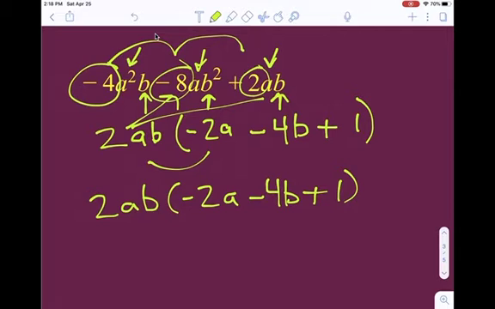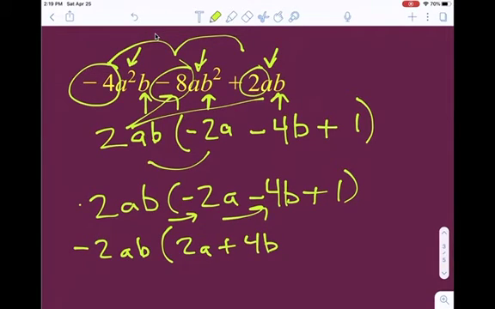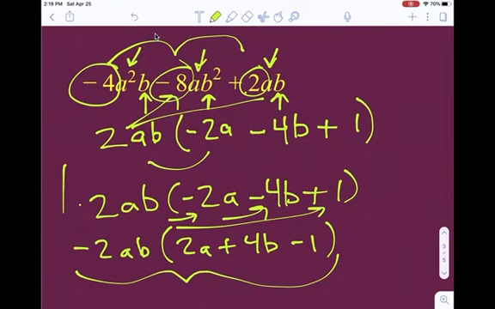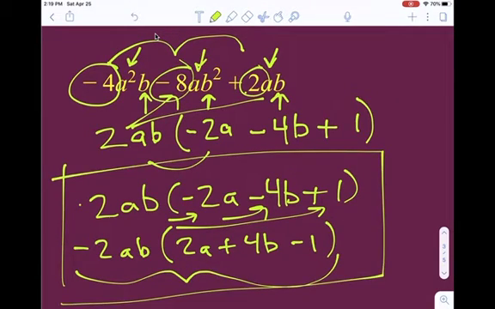One thing I want to show you really quick that's kind of interesting is if I wanted to, I could have made this negative 2ab, because you can pull a negative factor out too. And if I did that, that would change the signs of everything in here. So then this one would become 2a, this one would become plus 4b, and then this last term would become minus 1, because negative times negative would give me a positive on that. And this is a little nicer to look at, but basically these are 2 versions of the same thing.